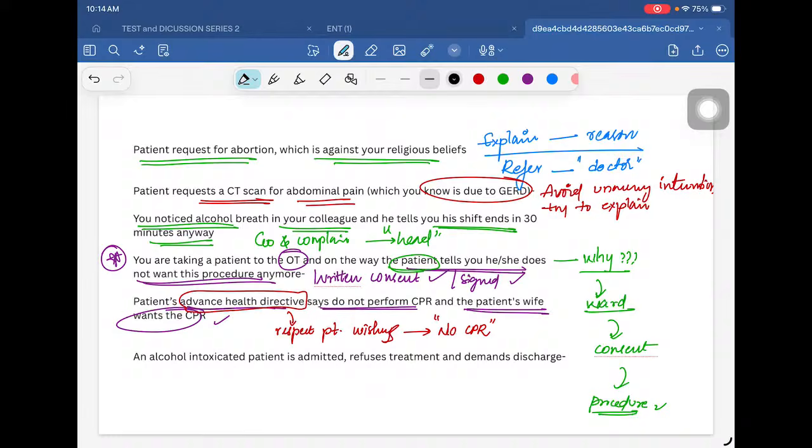Okay, right. An alcohol intoxicated patient is admitted. The patient is refusing the treatment and the patient is demanding the discharge. What will you do here? You feel the patient is very intoxicated at the moment and might harm himself or the other people along the way. So what are you going to do?